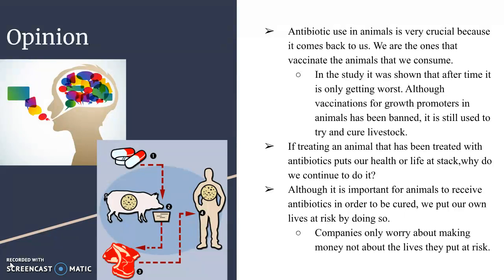Opinion. Antibiotic use in animals is very crucial because it comes back and hurts us. We are the ones that vaccinate the animals that we consume, and we are also the ones risking antibiotic resistance on them. As humans continue to vaccinate animals, they put more lives at risk. In the study, it was shown that after time, it is only getting worse.